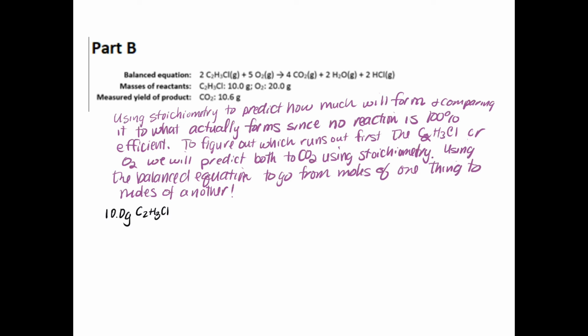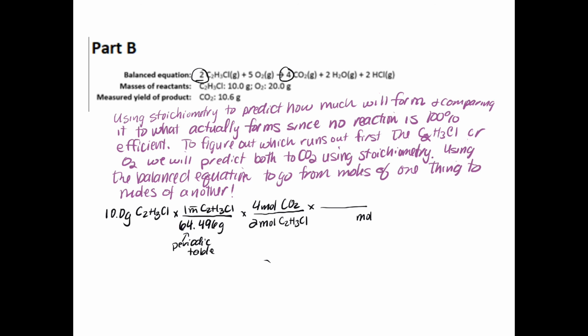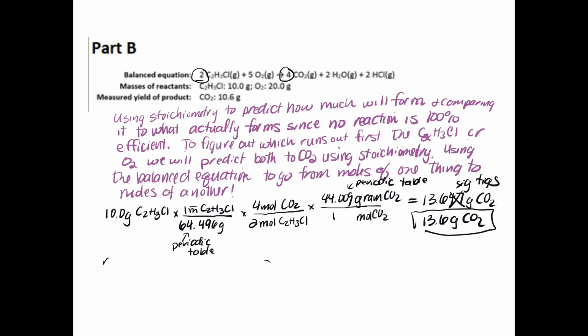by 1 mole of C2H3Cl over our molar mass from the periodic table of 64.469. Then we're going to use the balanced equation to get out of moles of C2H3Cl and into moles of CO2. So I've got 4 moles of CO2 for every 2 moles of C2H3Cl, and then we're going to multiply by the molar mass of CO2 to get grams of CO2. So this first one predicts 13.6, and we're going to round it there because of significant digits.